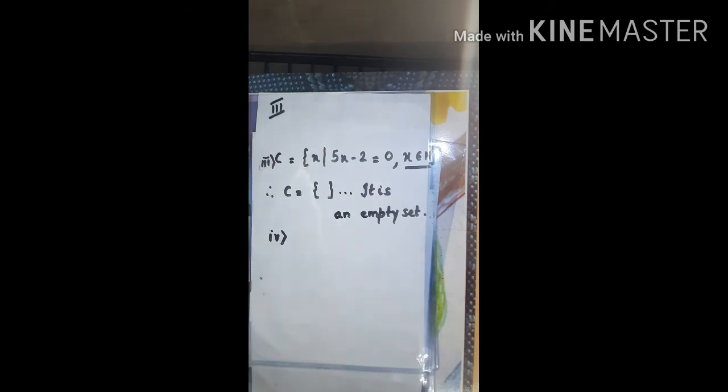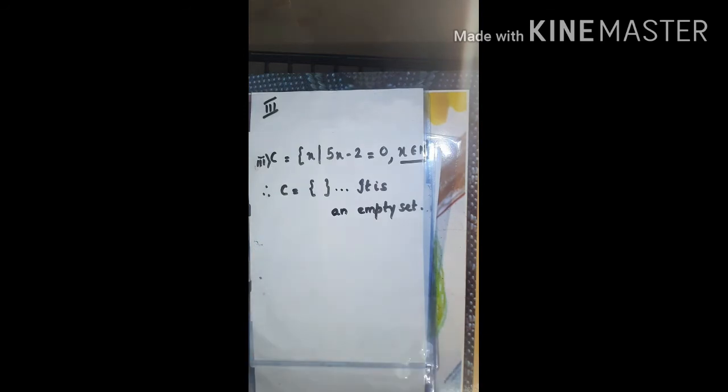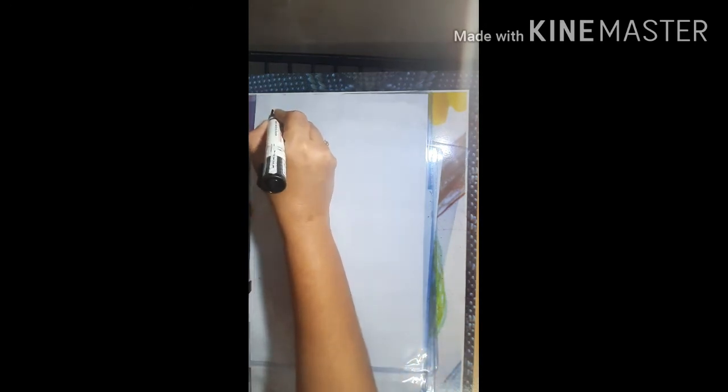See question number 4. Okay, no, 3 is the last one. Now let's see Roman numeral 4. What is the question? Write with reasons which of the following sets are finite and which are infinite sets. Now, finite sets means they can be counted. Infinite sets means they cannot be counted.